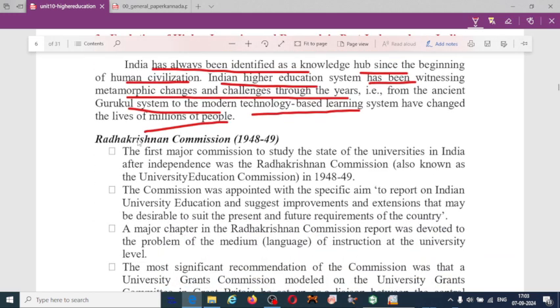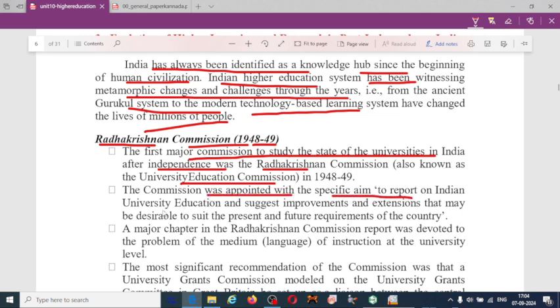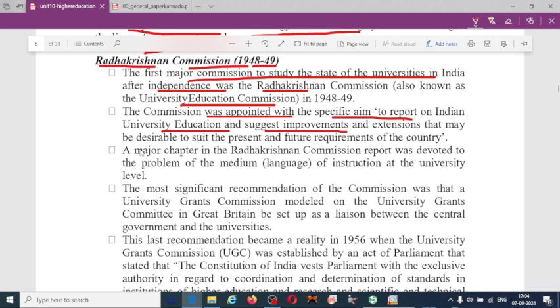So if we want to discuss, the first one is the Radhakrishnan Commission that was introduced in the year 1948 to 49. The first major commission to study the state of universities in India after independence was the Radhakrishnan Commission, also known as University Education Commission. The commission was appointed with the specific aim to report on Indian university education and suggest improvements and extensions that may be desirable to suit the present and future requirements of the country.